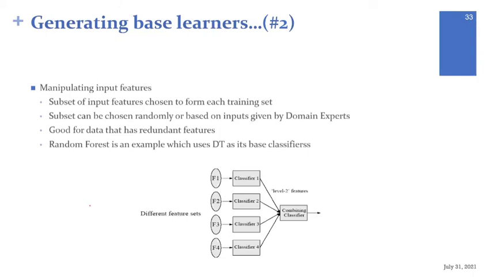Next is the one we call manipulating input features. Another way of developing or building different classifiers is to play with your features. One way of doing it is to look for a subset of input features chosen to form each training set. We use this especially if the number of features is huge.